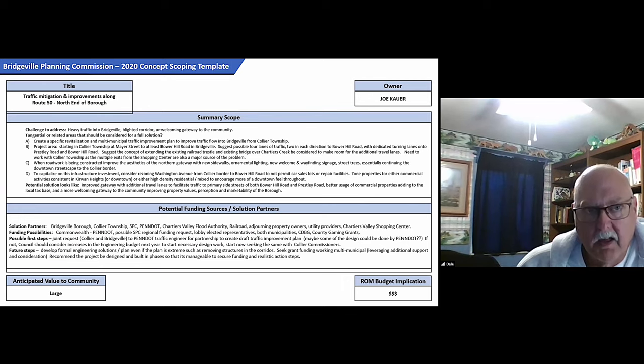I think this is a good project to start biting our teeth into. It's obviously going to be a long-term plan, but it is something the Planning Commission could probably move forward with and look at. Commissioners?